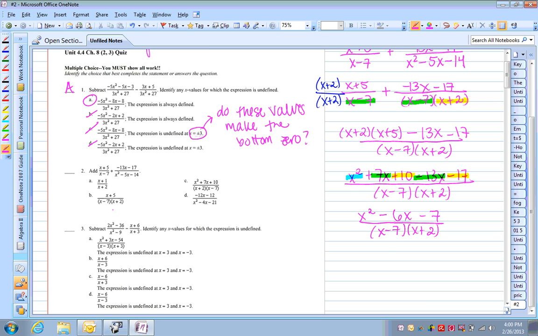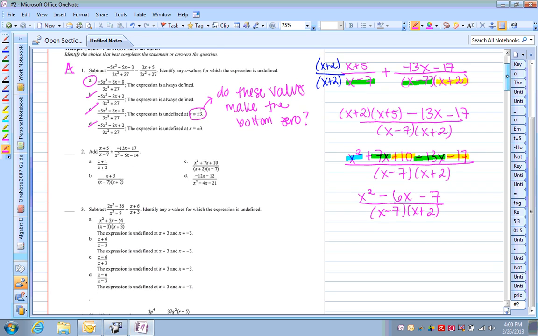I look at my answers and I realize that none of those answer choices are there yet. So I have to keep going. There's still something else I need to do. I have to factor out my numerator. So I think of two numbers that multiply to negative 7 but add to negative 6, and that is negative 7 and positive 1 all over x minus 7 times x plus 2.